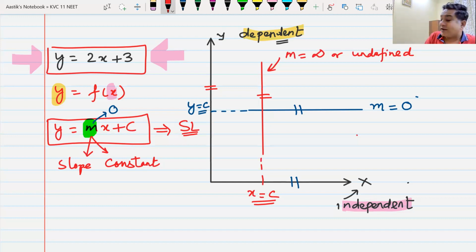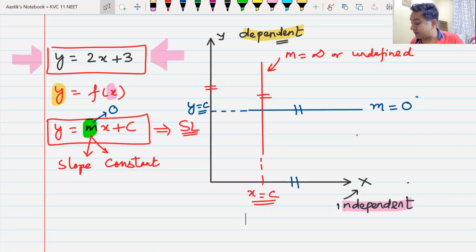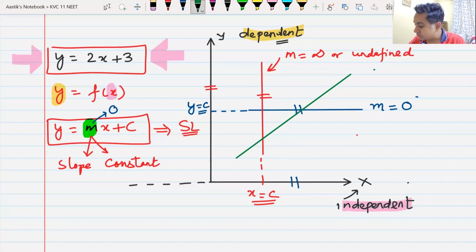Okay. These are two extremities, but we may not have extremities. I can have a line like this. I can have a line like this. The green line. Now this is slanted, right? This green line, if I extend it backwards, it will make some angle theta with the x-axis. Do we understand this?